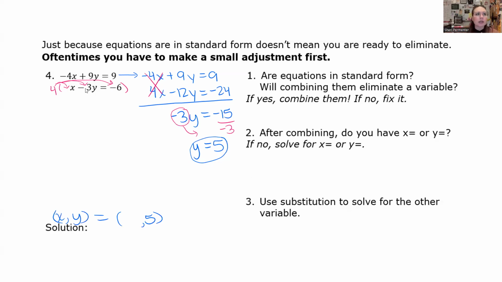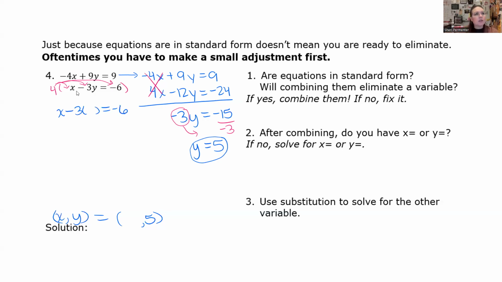Which equation do you want to plug into? Which one looks easier? Which equation looks easier, this top one or the bottom one? Yeah, I agree with the bottom one. The bottom one looks a little bit easier. The numbers are a little bit smaller and we have a coefficient of 1. So let's plug into the bottom equation and I'm going to leave myself a space where the y is. And I'm going to use the original equation, not the one we multiplied by 4. So I have x minus 3 times y equals negative 6.